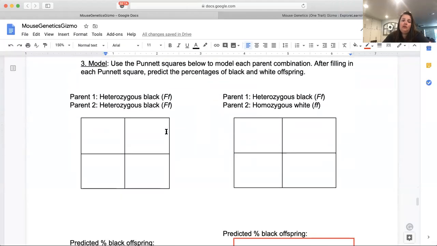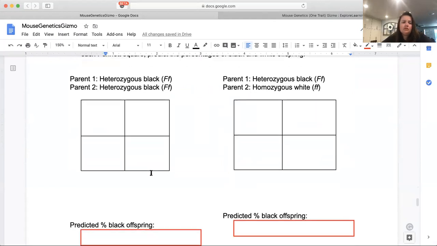All right, now this is where you had to do your own Punnett squares, which those of you who already turned yours in, some of you might need to resubmit them. So it says, use the Punnett squares below to model each parent combination. After filling in each Punnett square, predict the percentages of black and white offspring. So it says parent one is heterozygous, they are capital F, lowercase f, and parent two is also heterozygous, capital F, lowercase f.